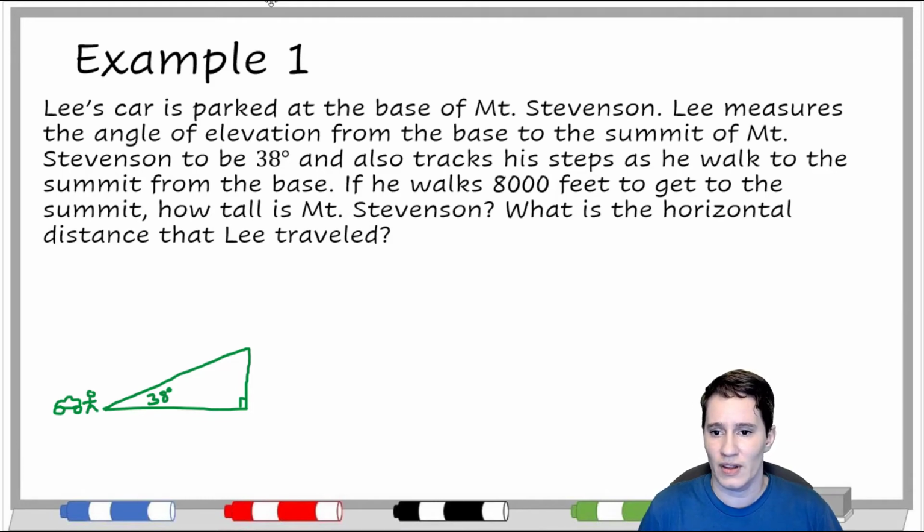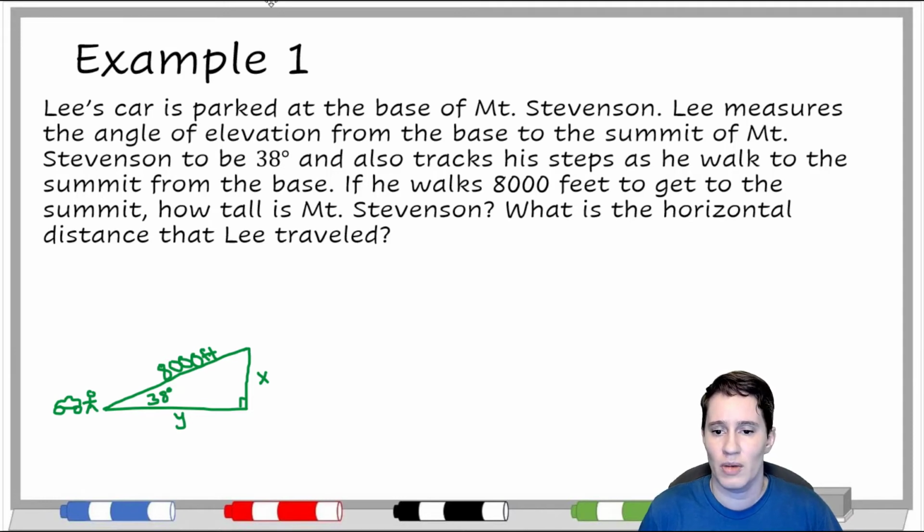So let's see. He tracks his steps as he walks to the summit from the base. That sounds to me like it's talking about this diagonal line. Because if it was talking about the horizontal distance, it would actually have to tell us the horizontal distance or the vertical distance or elevation or something like that. So it's actually telling us that the hypotenuse here is 8,000 feet. And then it asks us, how tall is Mount Stevenson? So that would be this over here. And what is the horizontal distance that we traveled, which would just be this other side of our triangle.